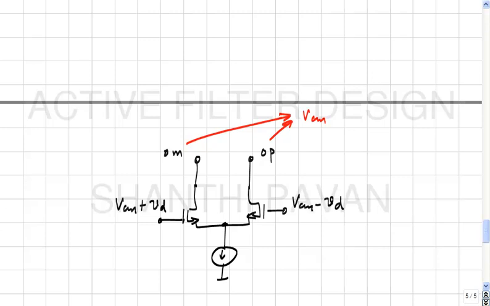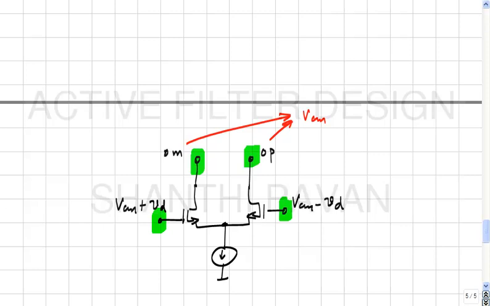Is that true or not? If VD is 0, for example, these potentials are the same, so the transistors are in saturation. As far as the PMOS transistors are concerned, it's straightforward to keep them in saturation, simply because their drains are at VCM and the sources are at VDD. So as long as VDD minus VCM is much larger than the overdrive of the PMOS transistors, it's quite straightforward, right?